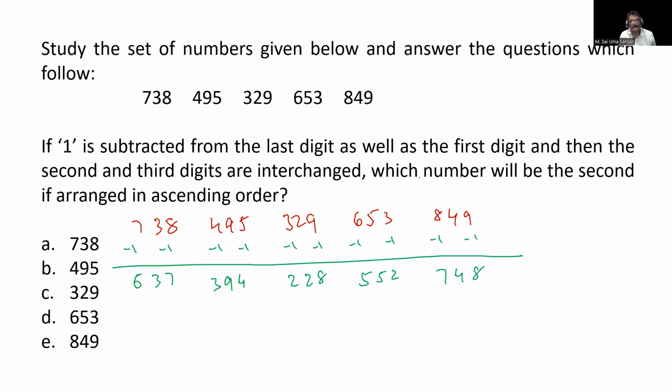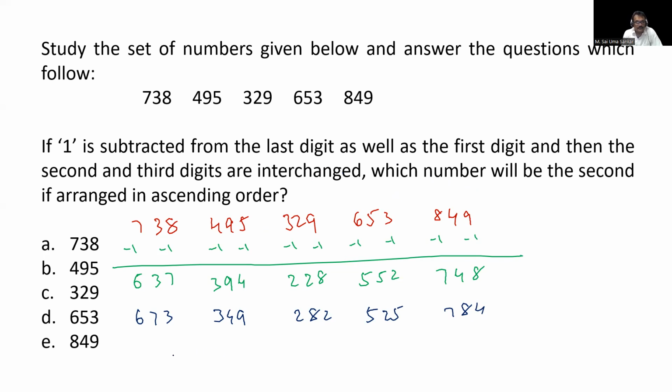Now, what is the question? Here, 1 is subtracted from the last digit as well as the first digit, and then the second and third digits interchange. The next step, the second and the third digits interchange. Then what happened? 673, 349, 282, 525, 784. Now, the numbers should be arranged in ascending order.